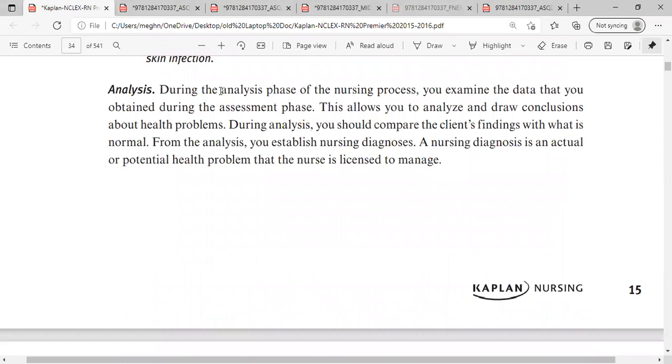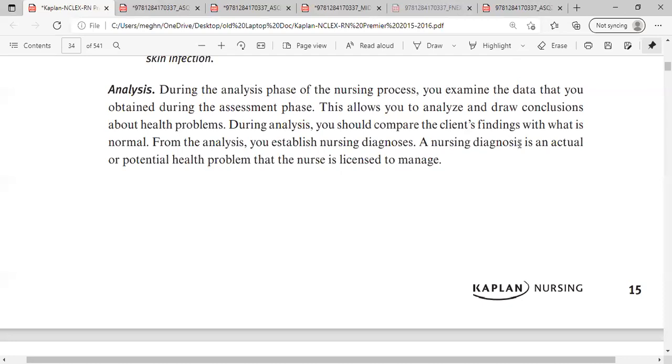Analysis. During the analysis phase of the nursing process, you examine the data that you obtain during the assessment phase. This allows you to analyze and draw conclusions about the health problem. During analysis, you should compare the client findings with what is normal. From analysis, you establish a nursing diagnosis.